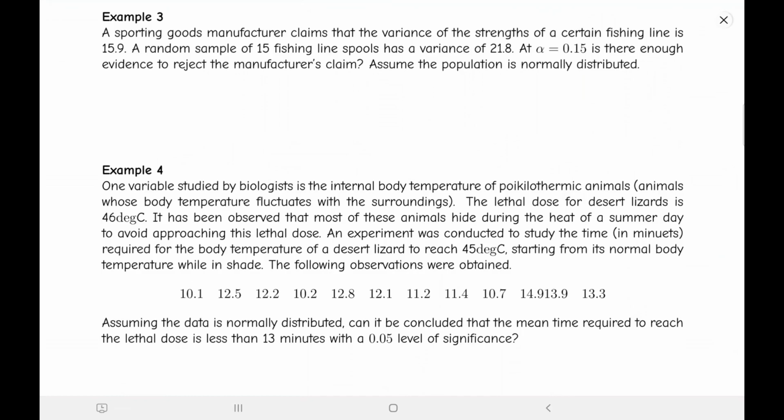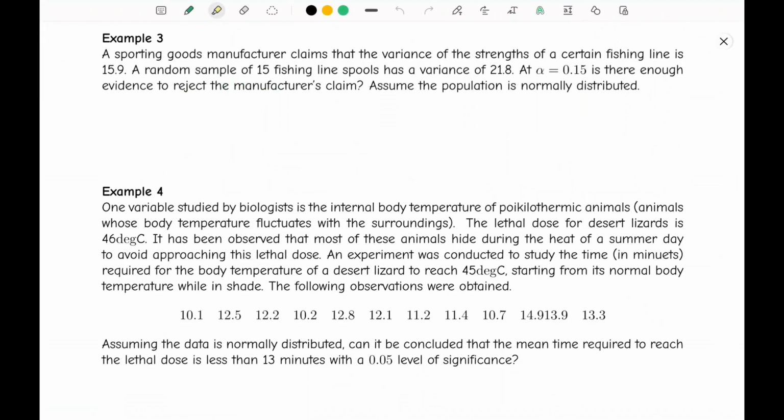A sporting goods manufacturer claims that the variance of the strengths of a certain fishing line is 15.9. A random sample of 15 fishing line spools has a variance of 21.8. At alpha equals 0.15, is there enough evidence to reject the manufacturer's claim? Assume the population is normally distributed.